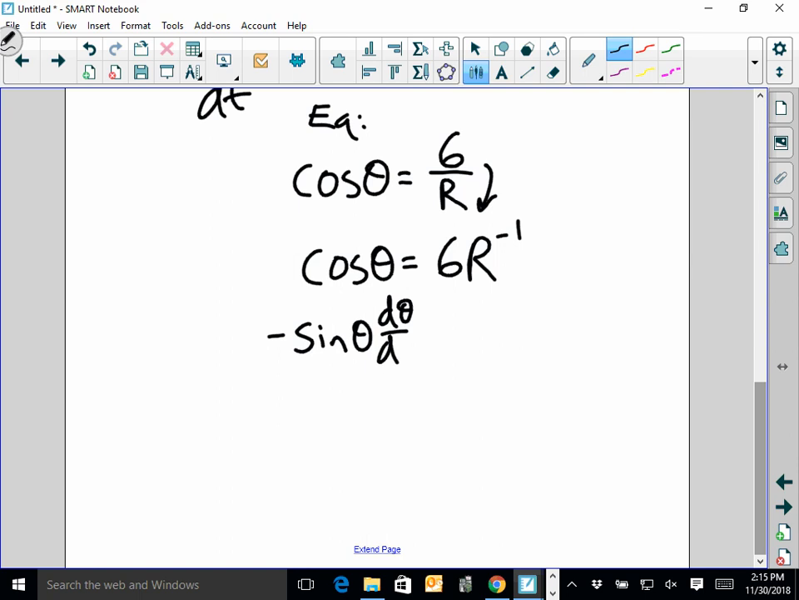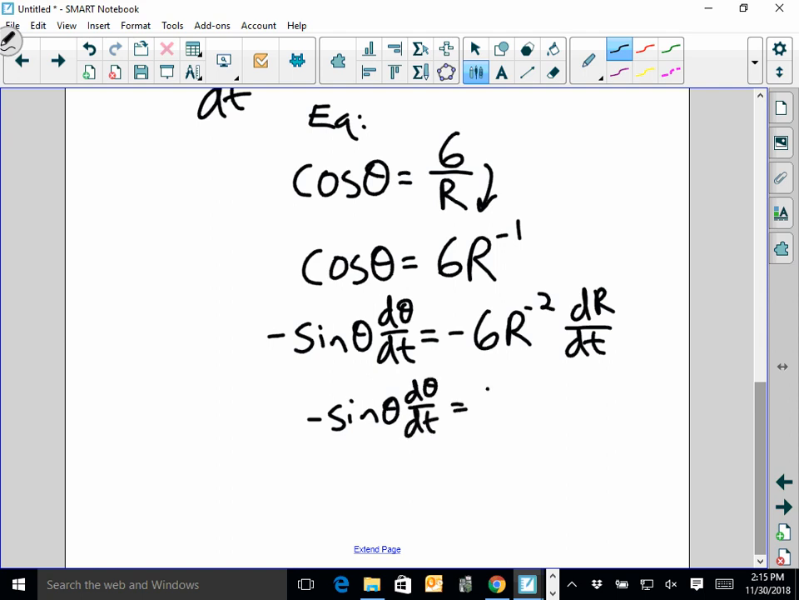The derivative of 6r to the negative 1 would be negative 6r to the negative 2 dr dt. In terms of evaluating, this will be easier if I write this as negative 6 over r squared dr dt. Okay? Now that I've done my derivative, I can plug in everything I know. Right now, I know what capital R is, and I know what dr dt is. What I don't know is what negative sine theta is at that instant.